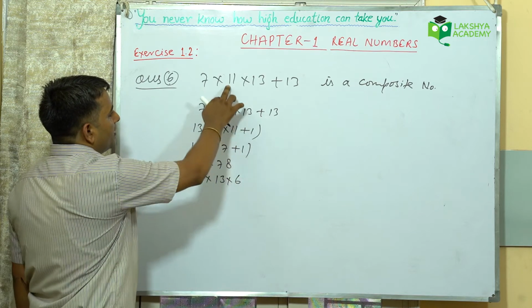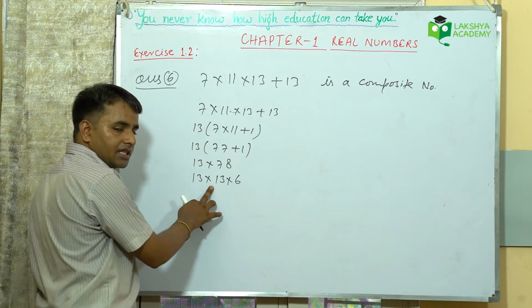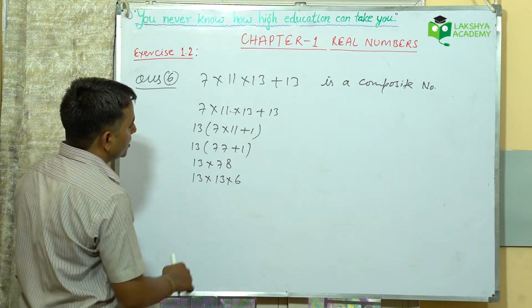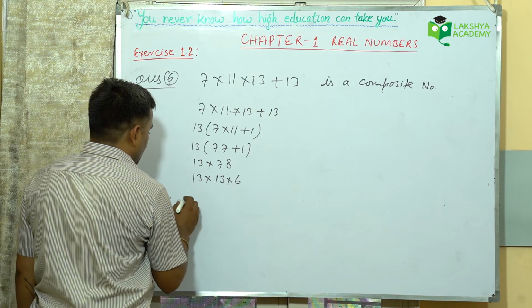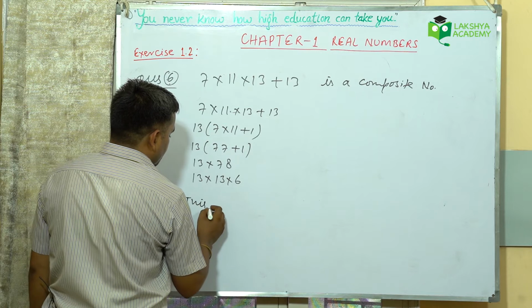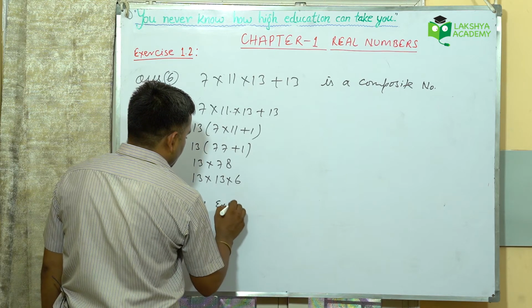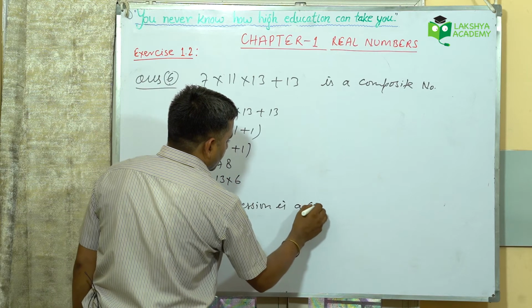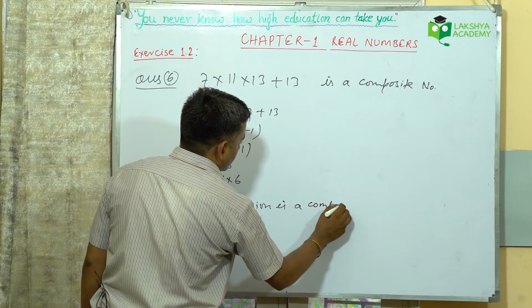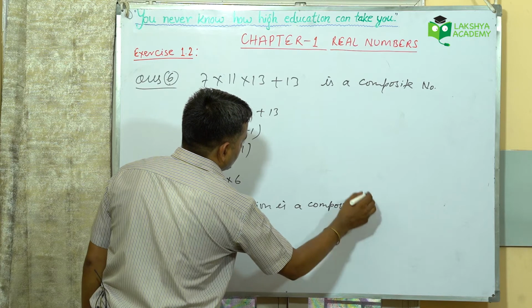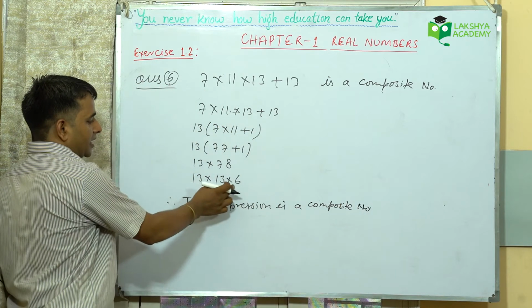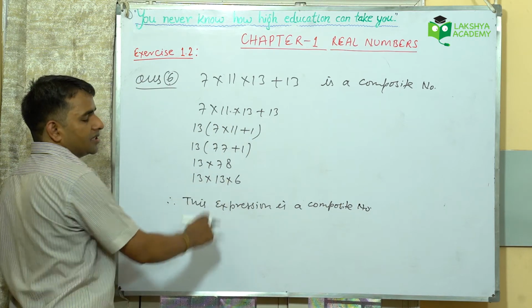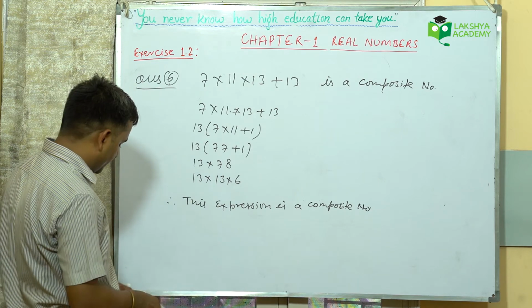So this number has other factors also. They are 13 and 6. So this is a composite number. Therefore, the given expression is a composite number because it has other factors also. The other factors are 13 and 6, other than 1 and itself.